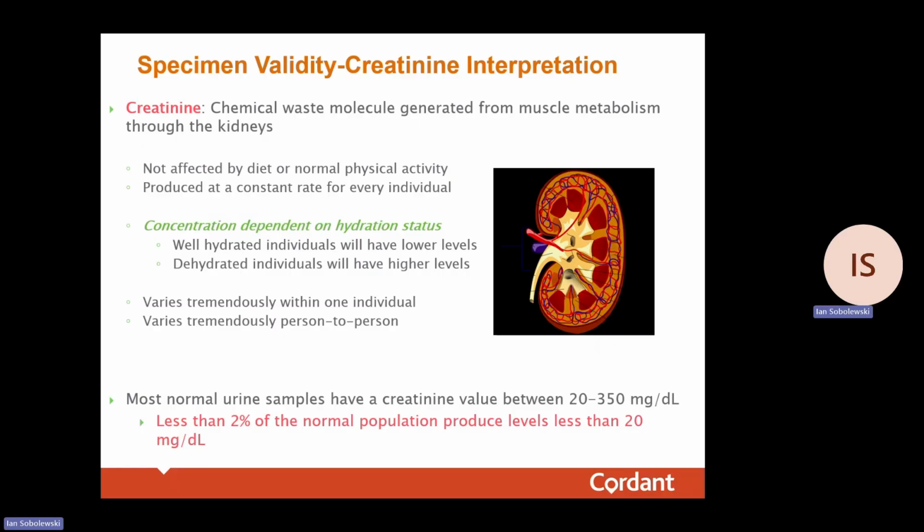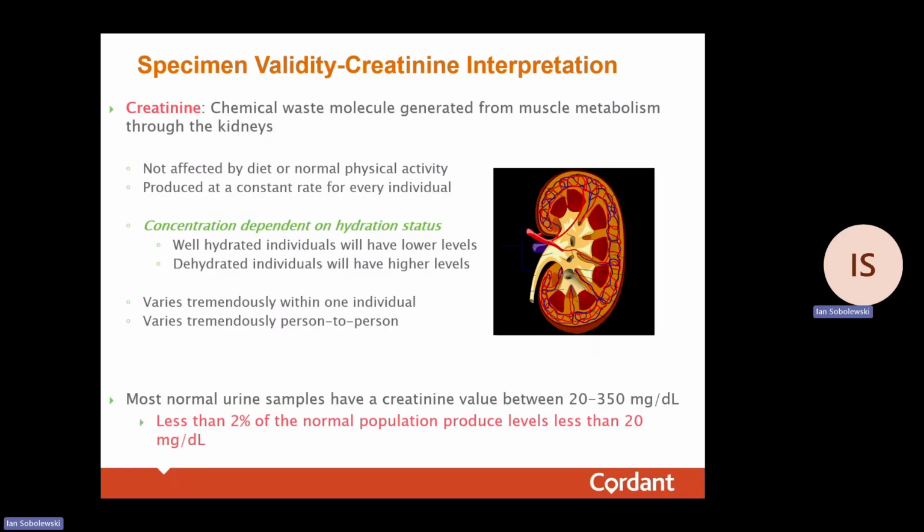Now, creatinine levels are going to vary tremendously from not only one donor's specimen to specimen, but also from donor to donor, of course. Now, what is a normal creatinine value or level? Really, anything above 20 milligrams per deciliter would be considered concentrated enough to be confident that if there is drug present, it would be picked up in that specimen.